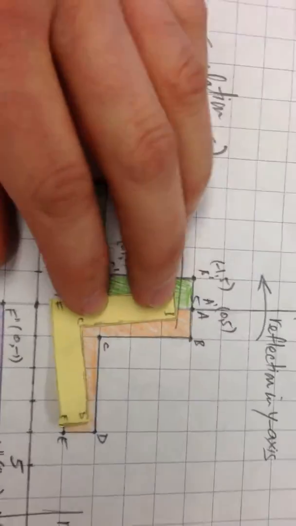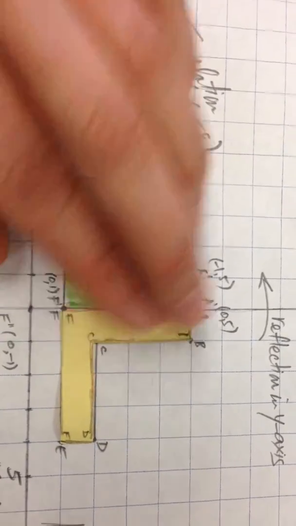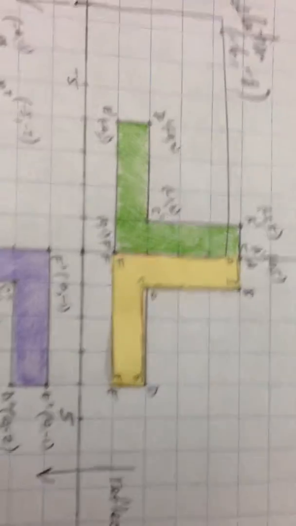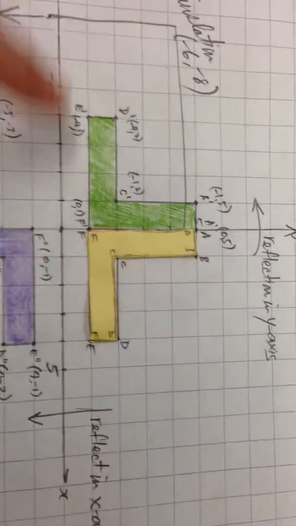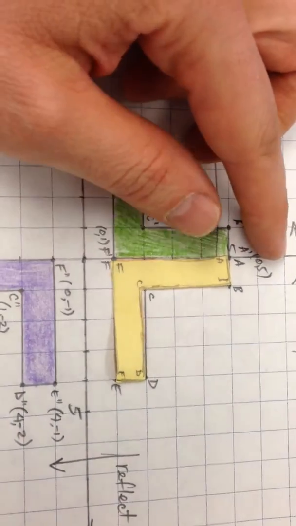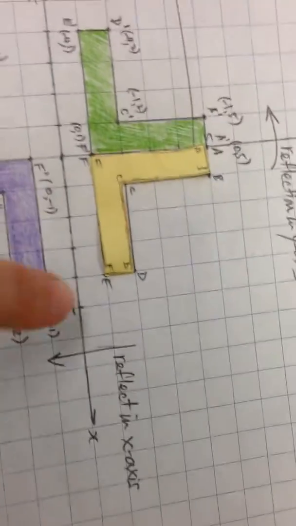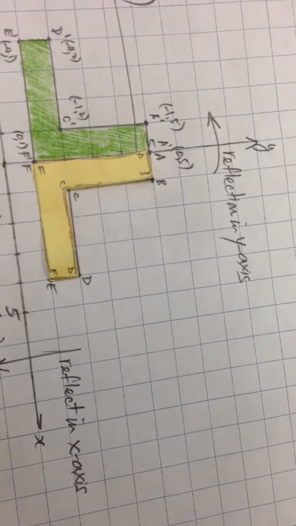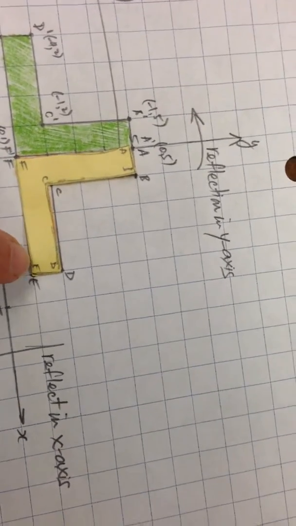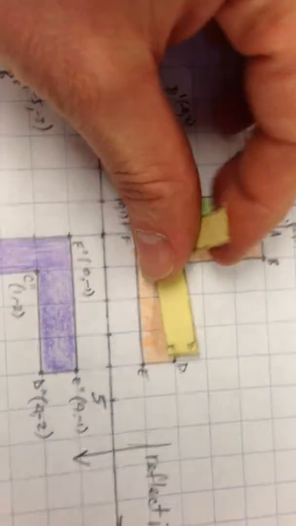So now I ask you to go back to your original. Okay, this is your starting point, your original, and you're going to reflect that in the x-axis. This is your x-axis running horizontally. So when you reflect that in the x-axis, it's going to be the exact opposite. Okay, if you had 4 and 1, it's going to be 4 and negative 1, 4 and negative 2. So we're going to flip this down.